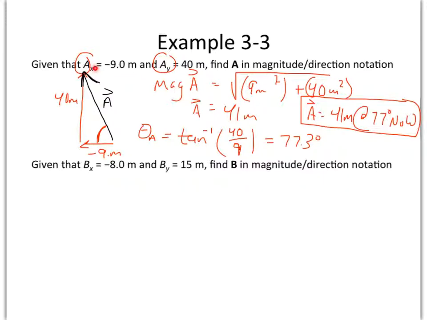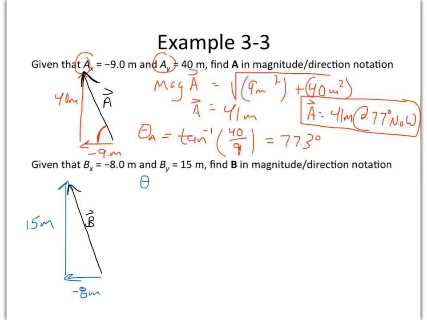Let's do one more together and then I'll wrap up this video. We're going to try vector B now. All right, this is actually very much the same as vector A. We've got 8 meters in the negative x direction, and the y component is going to be positive 15 meters, like that. And so the full vector B is going to look just like that right there. So that's vector B. Let's find the direction of vector B first.